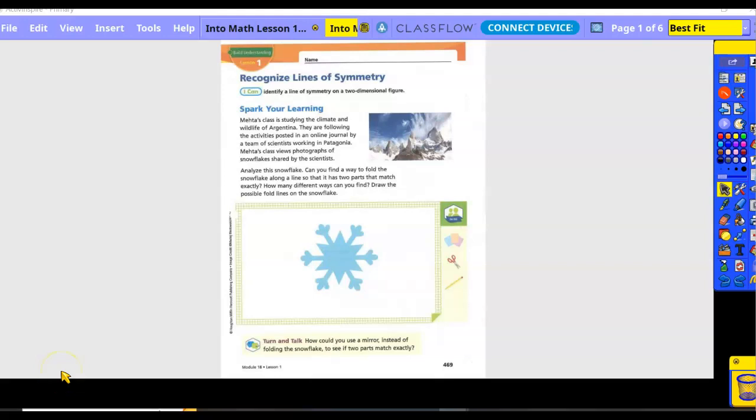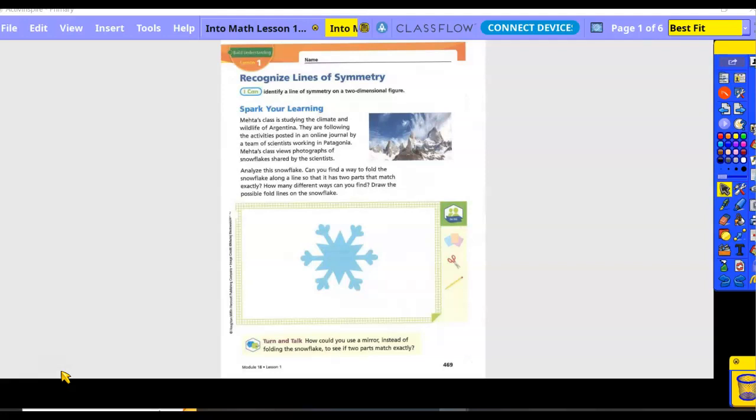Fourth grade math: recognize lines of symmetry. I can identify a line of symmetry on a two-dimensional figure. Okay, so we just talked about that. What is a two-dimensional figure? It's a flat shape, right? Okay, 3D means it's popped out and has multiple sides, right?